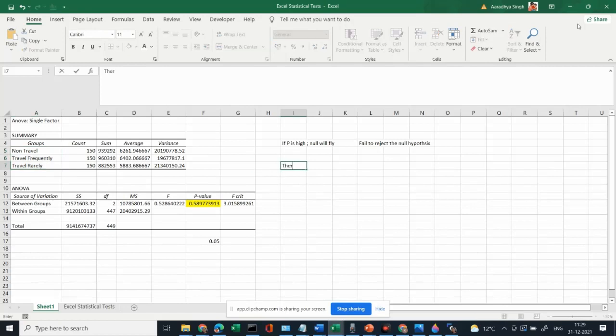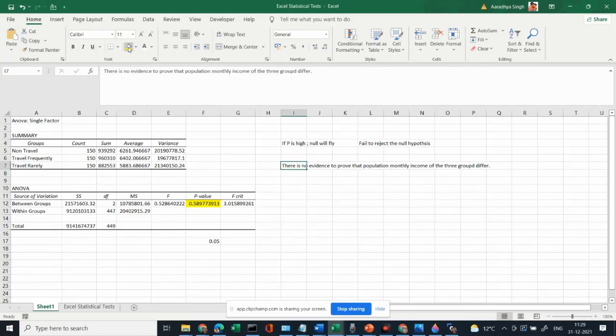So we can say there is no evidence to prove that population monthly income of the three groups differ. This is going to be our recommendation to the organization. Well, as I said, we are taking a risk of 5%. For 95% of the times, your recommendation will stay even if someone else would take another sample. There would be only 5% chance that your recommendation will go otherwise.